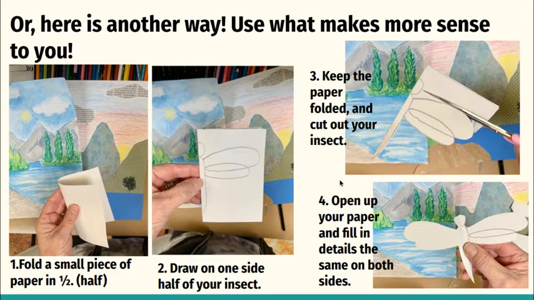Another way is if you take the paper, fold it in half, and make sure you draw on the spine when you draw the body. The spine is the folded edge. If you draw one side and then cut it out, when you open it, both sides will match. Then all you have to do is fill in the details the same for both sides.